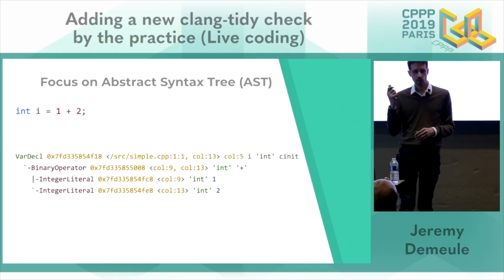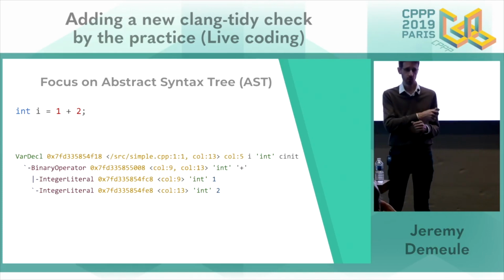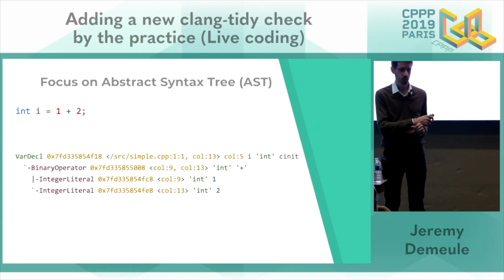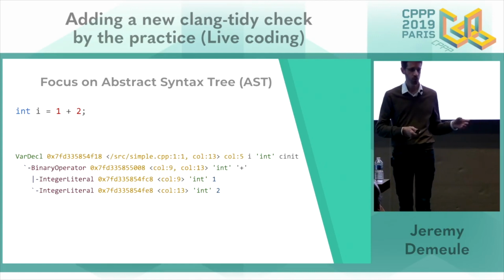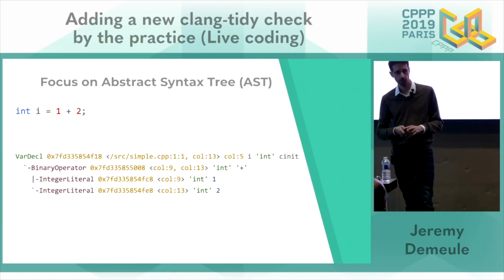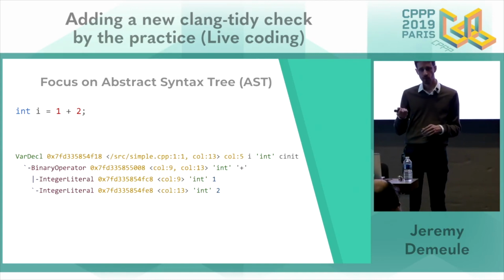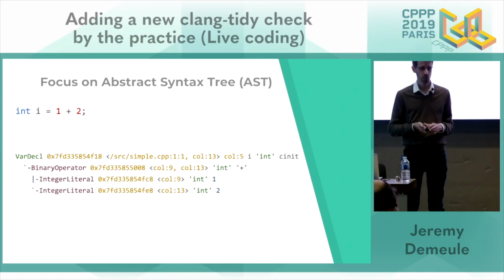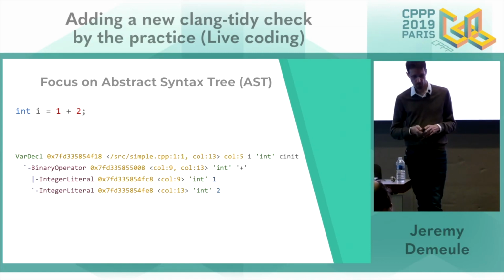We can also notice that each symbol from the source code is mapped to a special node on the tree: i for the variable declaration, 1 and 2 for the integer literals. And we can make a link from a node to a position inside the source code with a file, line, plus colon.